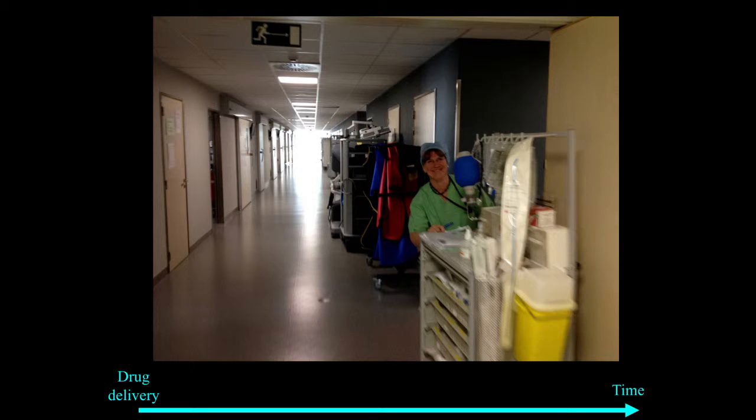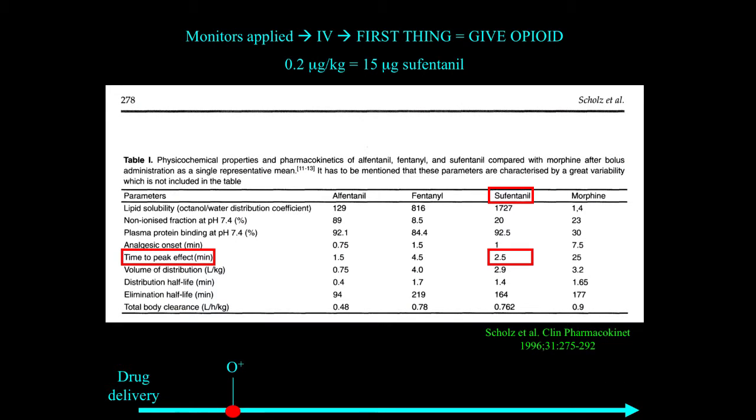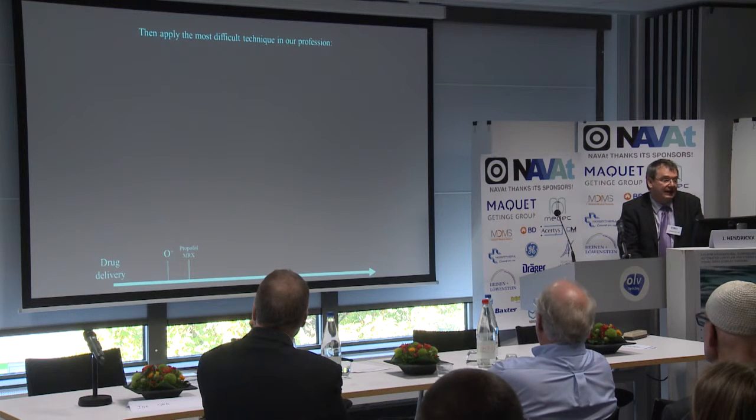And when I come in my operating room, and this here will be the time, this is how I will be managing my drugs. First thing I do after having applied monitors and established an IV is give an opioid, for example, 15 micrograms of sufentanil, because I know it takes 2.5 to 4 minutes before the opioids have their peak effect. Ricaret has talked about this in the past repeatedly at NAVAT.